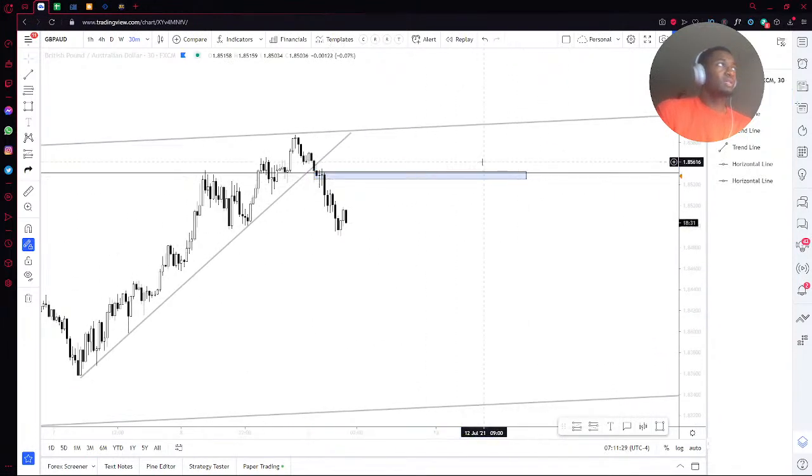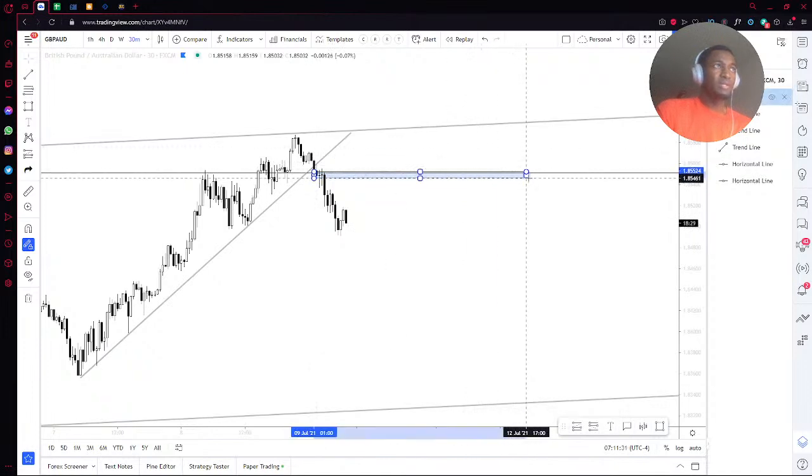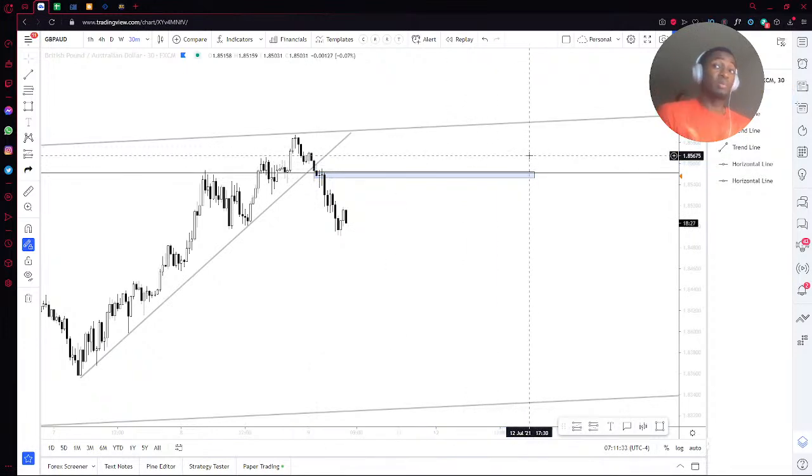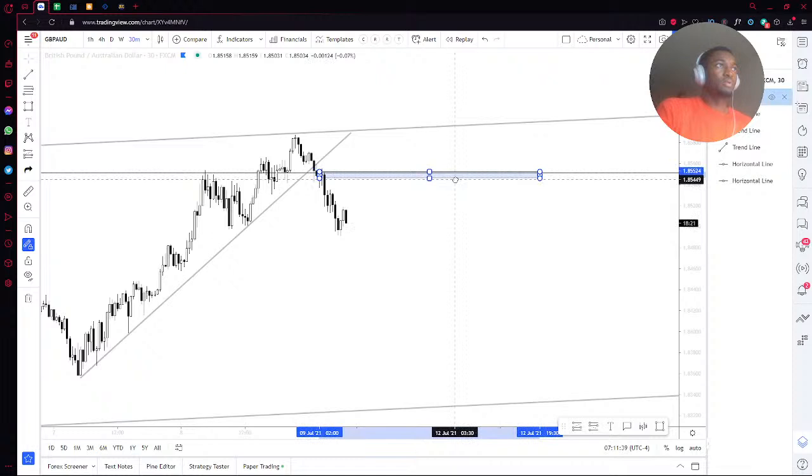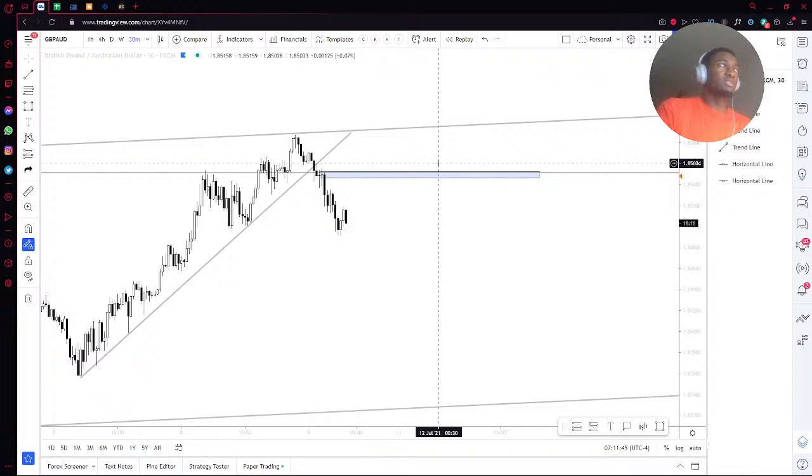Now GBPAUD, GBPUSD, these were some of my favorite pairs and some of the pairs I've back tested the most. Now the second most, I've back tested EURJPY the most so far. EURJPY and GBPUSD, they're tied at the moment, I think. But here is where I'm looking to sell.